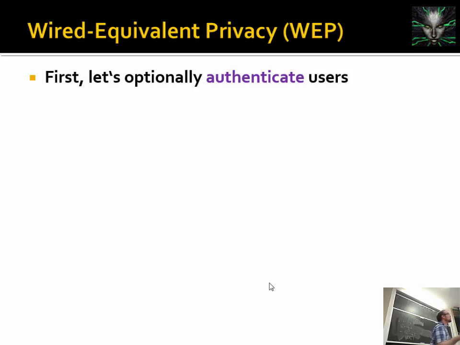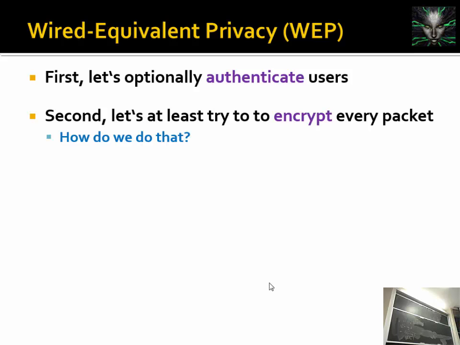So, optionally, we can authenticate users, unless you just don't want to use encryption. This is fine. Everything is out in the open. Open access, right? And the second thing we're also going to try to do, instead of just authenticating, is to try to encrypt every packet. How would we do that?